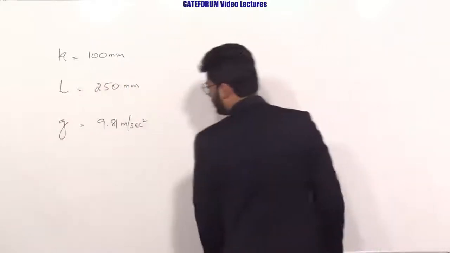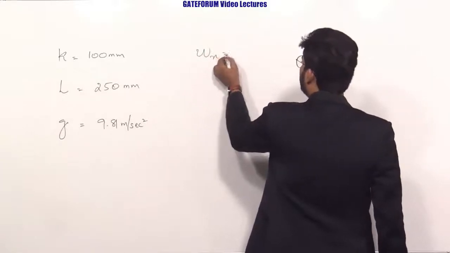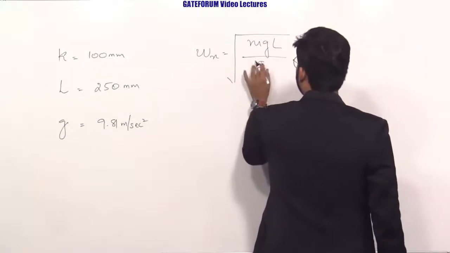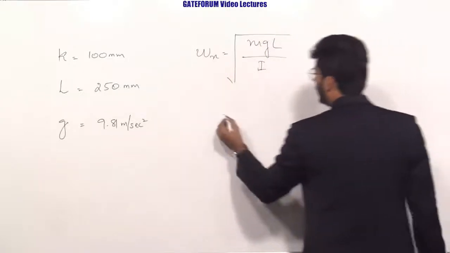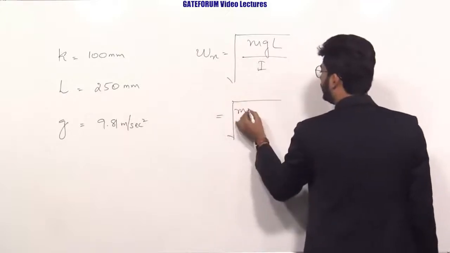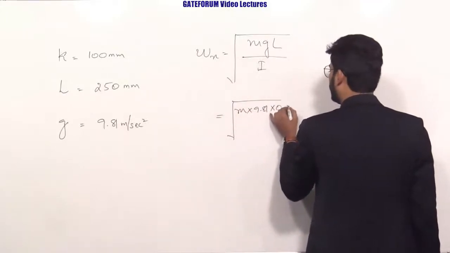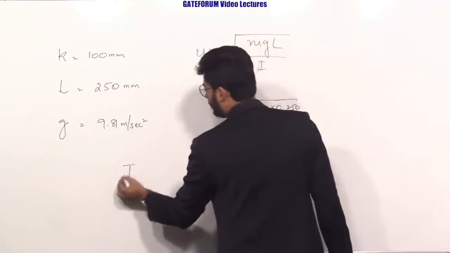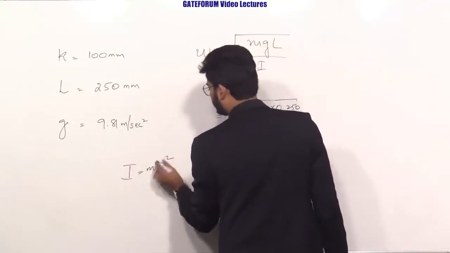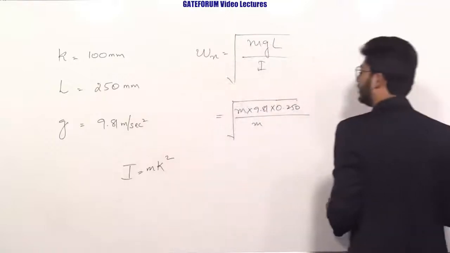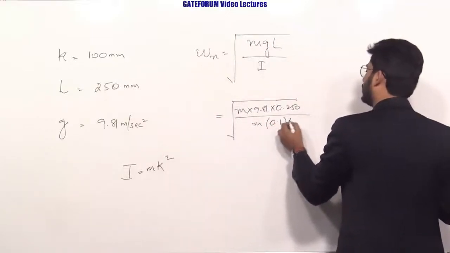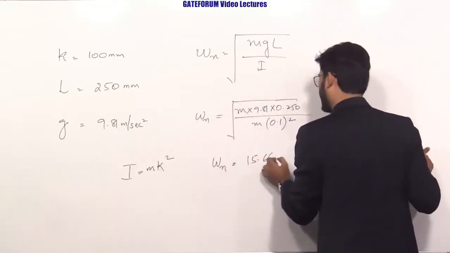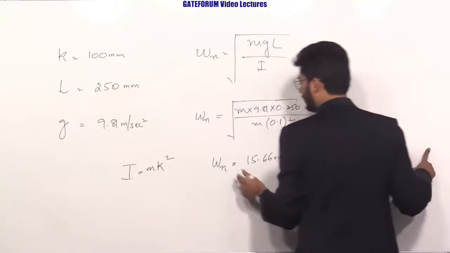So now the natural frequency of the compound pendulum, omega n, is equal to root over mgl by I. Okay, this is in case of compound pendulum. So here it will be m, which is not known, into 9.81 into length 0.25, divided by I, where I is equal to mk square, m into radius 0.1 whole square. So now upon solving this, omega n you will get as 15.66 radian per second. Okay, this is the end of the answer.